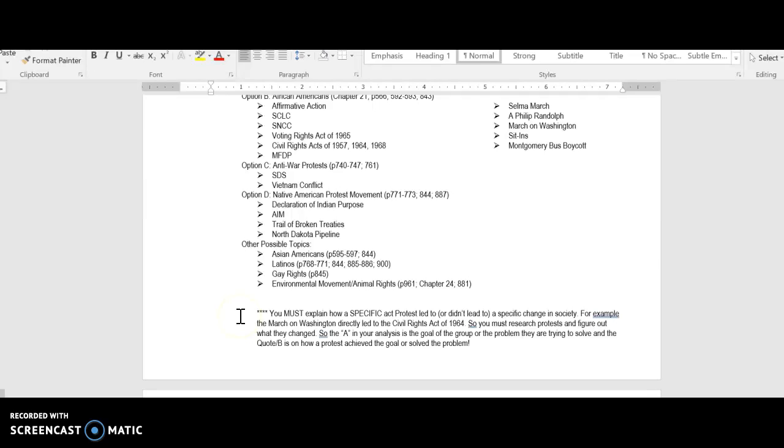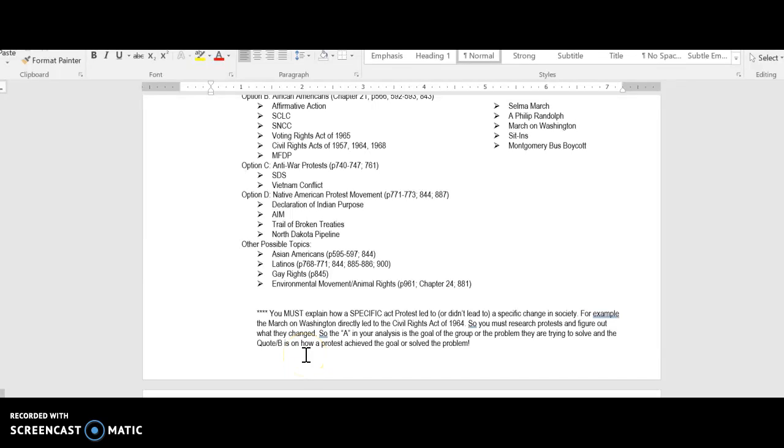So it says, you must explain how a specific act of protest led to or didn't lead to a specific change in society. For example, the March on Washington directly led to the Civil Rights Act of 1964. You would need to find a quote that states the March on Washington directly led to the Civil Rights Act of 1964. There can be no assumptions. You can't just have a quote on the March on Washington or a quote on the Civil Rights Act of 1964. You have to have a quote that connects the act of protest to the actual change. So you have to research protests and figure out what they changed.